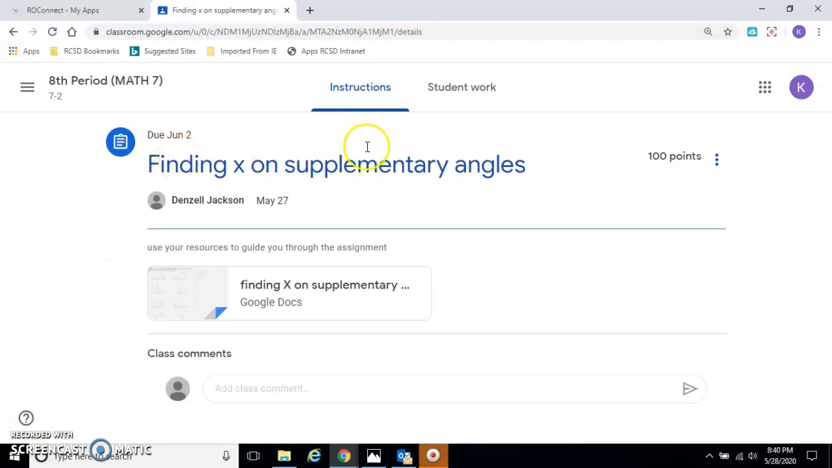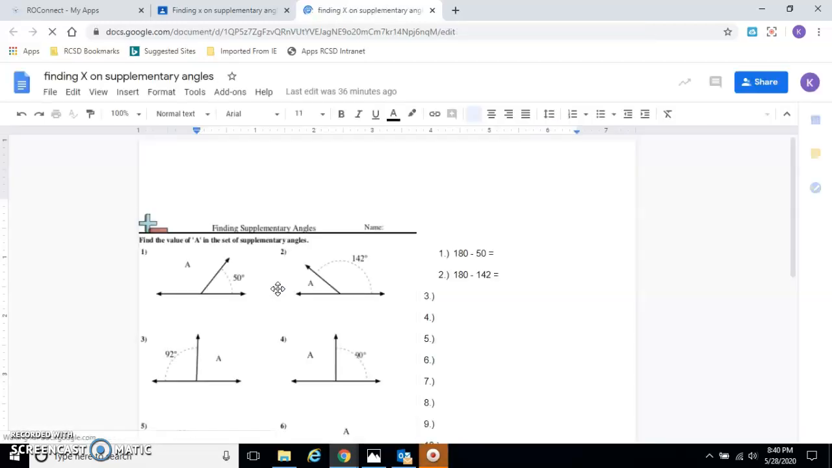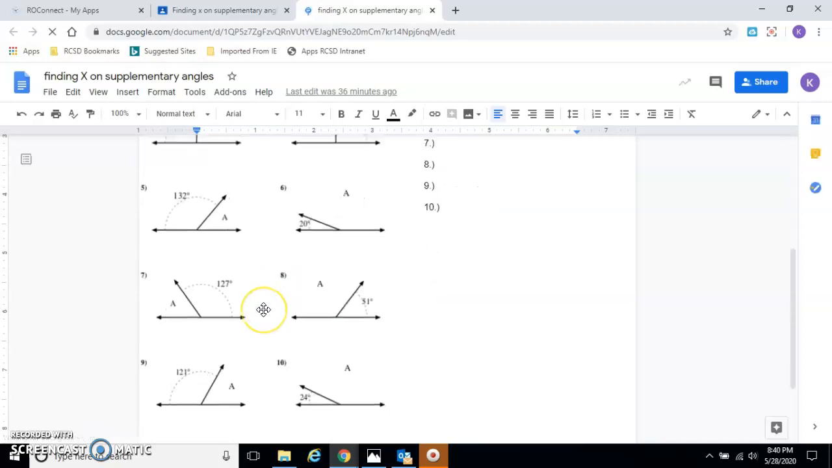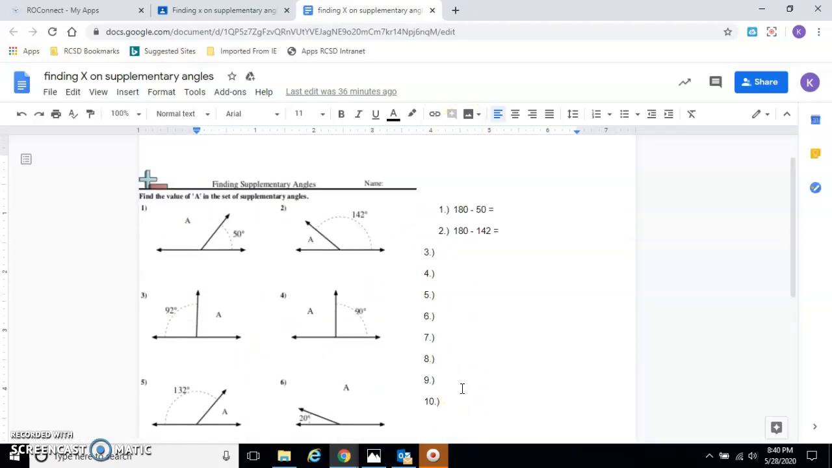Okay, finding x on supplementary angles. If I open up the Google Doc to get started here, you're going to see all the problems over here on the left-hand side, and then you're going to be typing your answers over here.